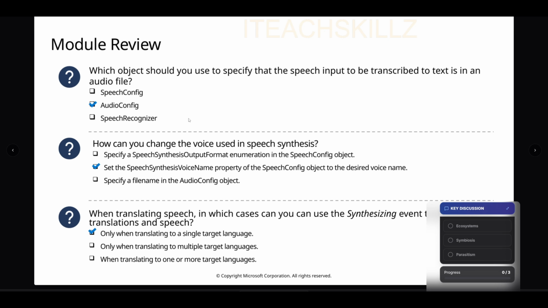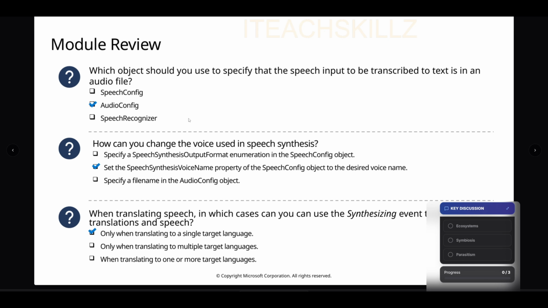Let's go over the module review questions. The first one asks, which object should you use to specify the speech input to be transcribed to text as an audio file? You have speech config, audio config, and speech recognizer. You're going to need to use audio config for that. Speech recognizer is used for something else, and audio config is used for audio. So all of these are not the same. Audio config is your method for resolving this.